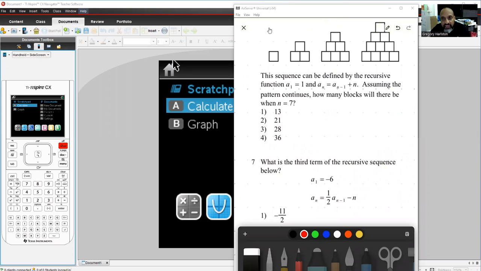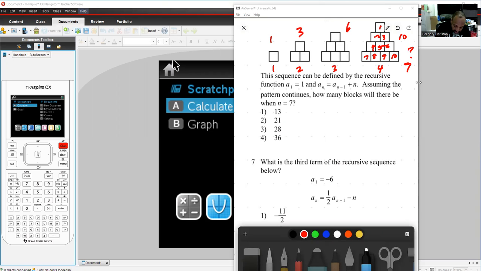All right. So what we have here is a sequence of blocks. We want to know what's the seventh term, how many blocks are we going to have? So the very first thing you should be doing here is go ahead and label. This is the first term, there's 1 block. Second term, 3 blocks. Third term, there are 6 blocks. And then the 4th term, there are 1, 2, 3, 4, 5, 6, 7, 8, 9, 10. So there are 10 blocks. So we want to know what's the 7th term going to be.